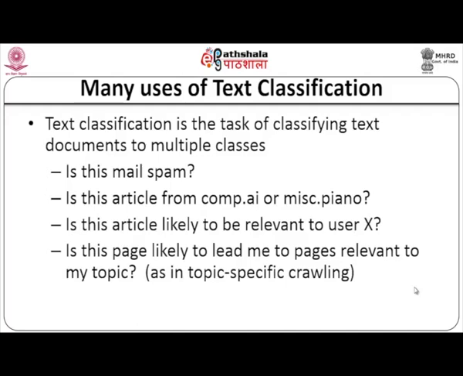So, is the mail spam? Is this article about computer or music, miscellaneous, piano? Is this article likely to be relevant to user X? Is this page likely to lead me to pages relevant to my topic, which is topic specific crawling? There are a lot of applications, especially in today's world: social network applications, web search applications, product applications, online shopping applications. Lots and lots of applications of text classification are coming up.